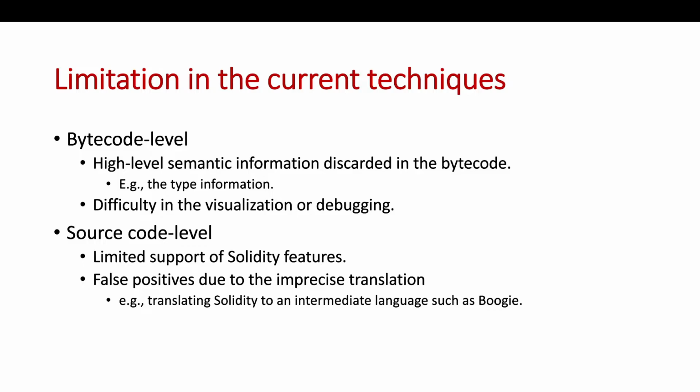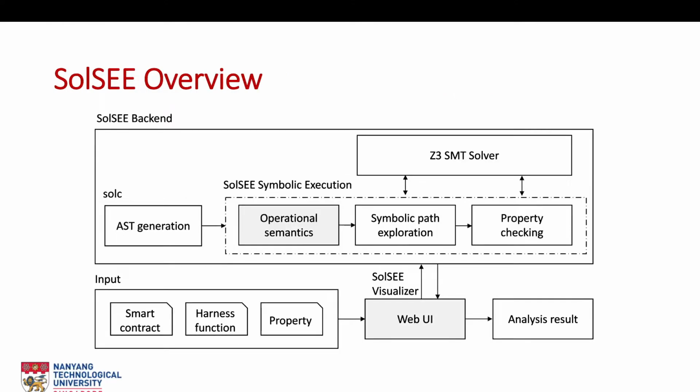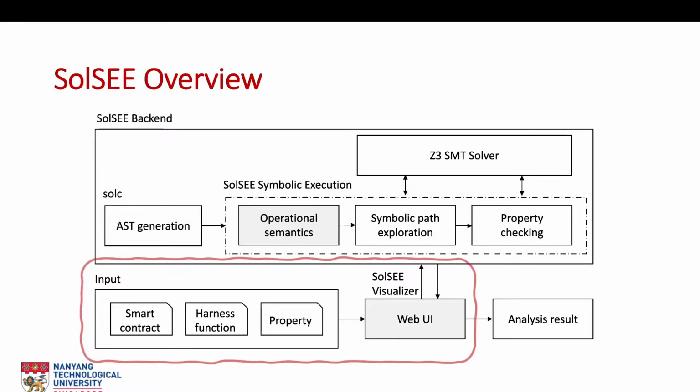In this video, we present SolSEE, a user-friendly symbolic execution engine for analyzing source code of smart contracts written in Solidity. Using the web UI of SolSEE, the user can provide one or more Solidity smart contracts and a harness function as input. The harness function specifies the sequence of function calls to be analyzed symbolically. The harness function can also be used to specify smart contract properties in the form of assertions.